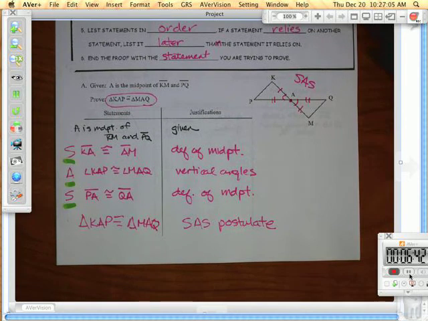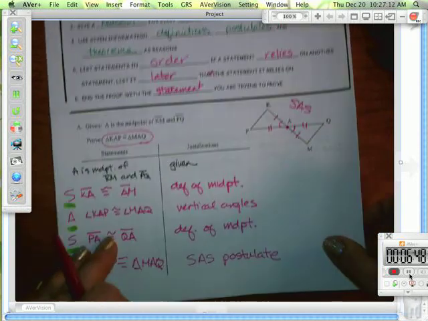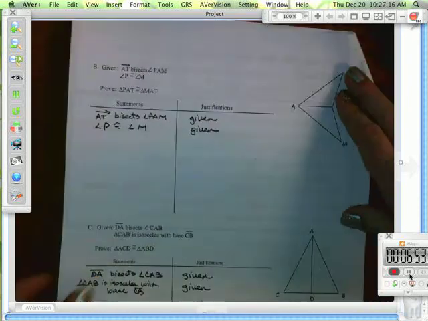That's it. This sucks. Really? It's not that hard, is it? Yeah, it's not that hard. It's a lot of writing. It's writing. Writing proofs. Okay, let's do another one.